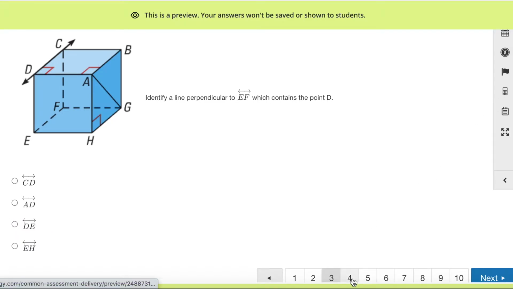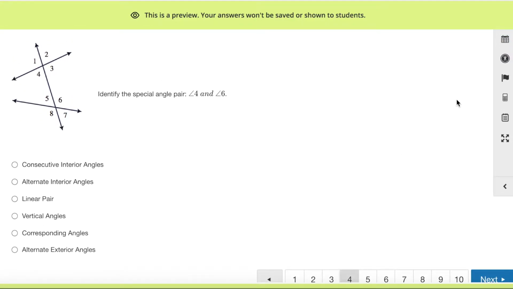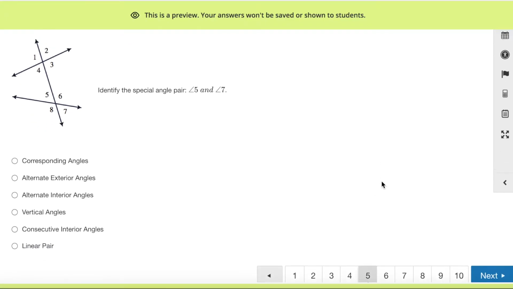Problem 4. Identifying special types of angles. All right, so angle 4 and angle 6, both inside on opposite sides of the transversal. All right, I have my letter Z here, so they are going to be alternate interior angles. Number 5. Angle 5 and angle 7. Angle 5 and angle 7 are right down here. Opposite angles here. They are what are known as vertical angles.